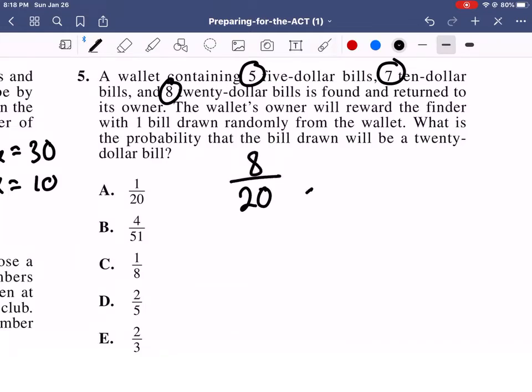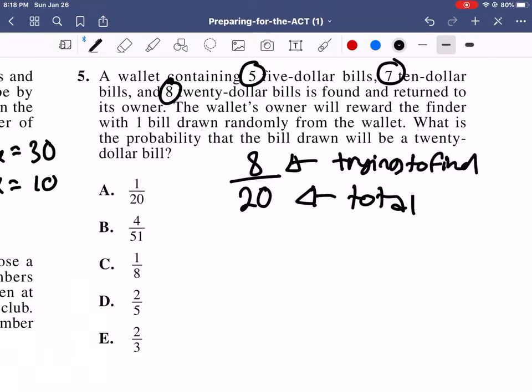So you take the total, and you take the thing you're trying to find, and then you simplify to get 2 over 5.